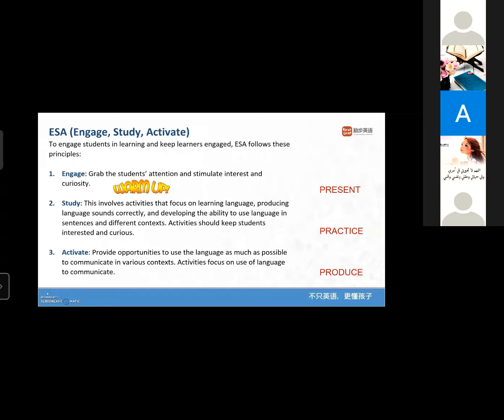Notice how some presenting may occur during warm-up in the engage phase, and presentation also occurs during the study phase as the teacher introduces the new language to the students. Practice occurs during the study phase as well, so students can build their skills and abilities, but practice activities also help students to activate learning. Students continue to activate their new knowledge and skills during the produce stage of PPP.